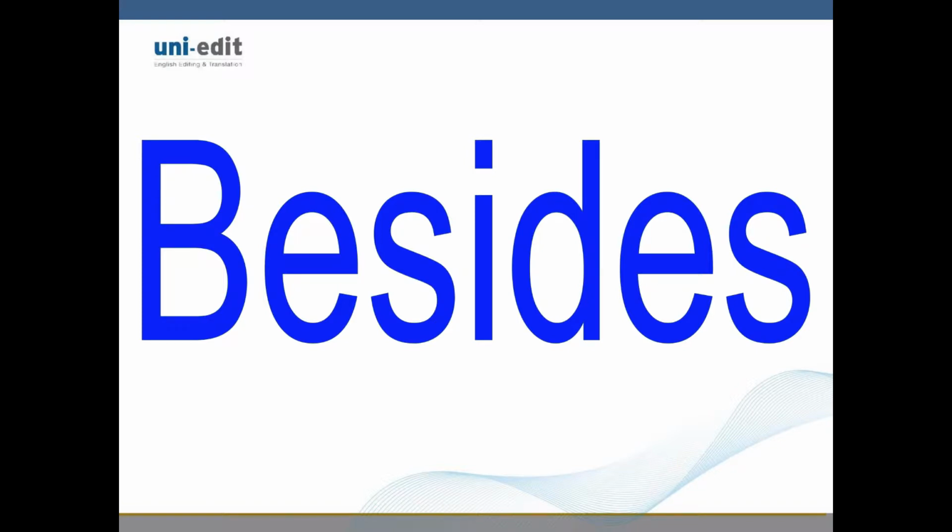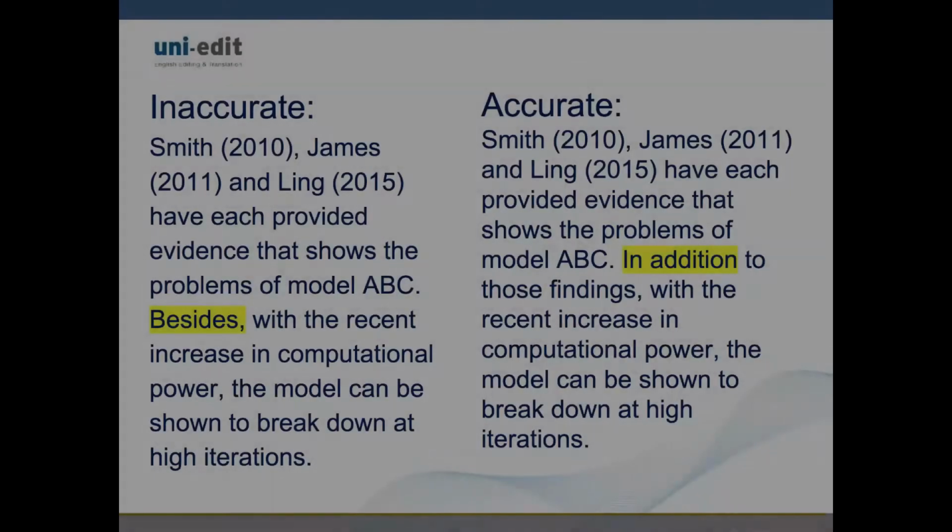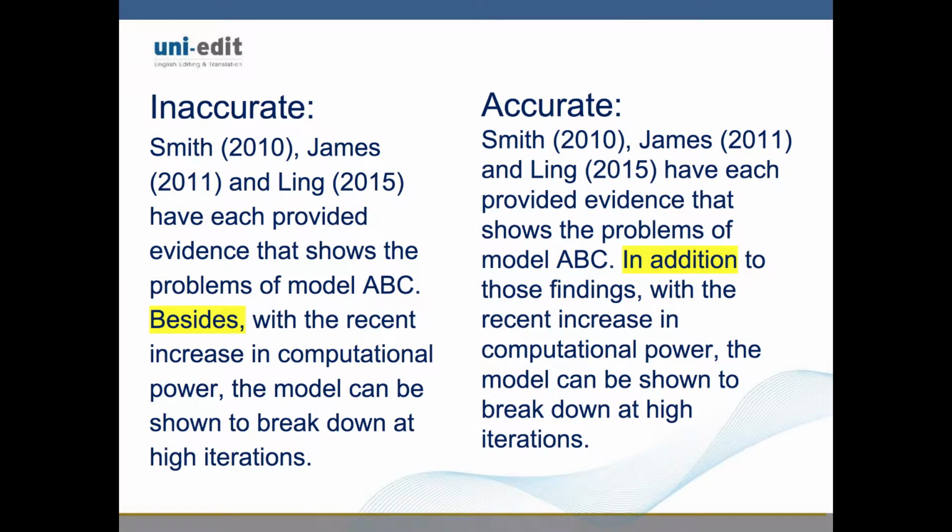reader. What is it? Besides is an exclusive term. It means even without the previous facts, I am still right because I have these new facts. In the example, besides means, even if you ignore the evidence provided by other researchers, the model ABC is wrong anyway because recent increases in computing power can show that. If this is true, then the author did not need to point out the previous findings in his paper.